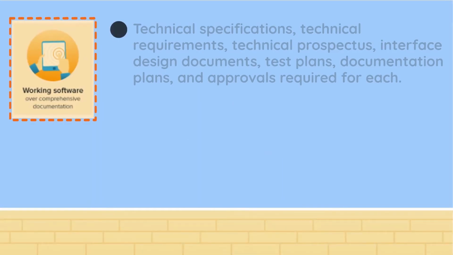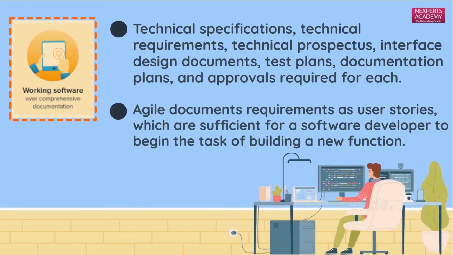Historically, enormous amounts of time were spent on documenting the product for development and ultimate delivery. Technical specifications, technical requirements, technical prospectus, interface design documents, test plans, documentation plans, and approvals required for each. The list was extensive and was a cause for long delays in development. Agile documents requirements as user stories, which are sufficient for a software developer to begin the task of building a new function.